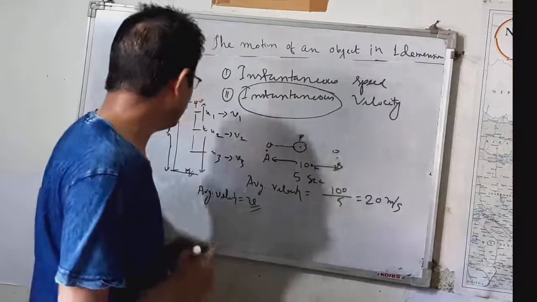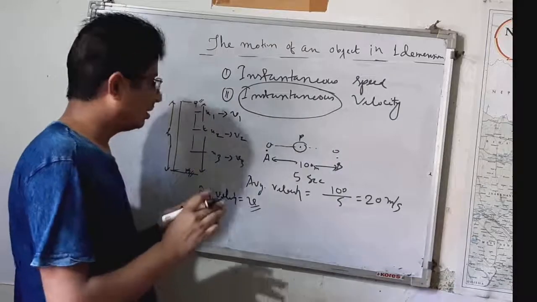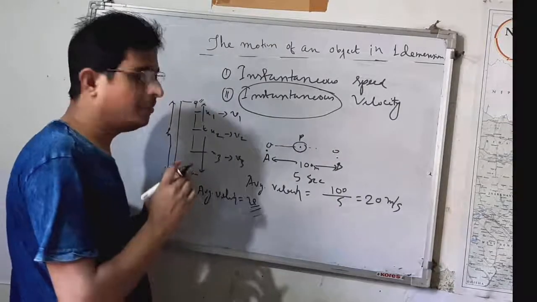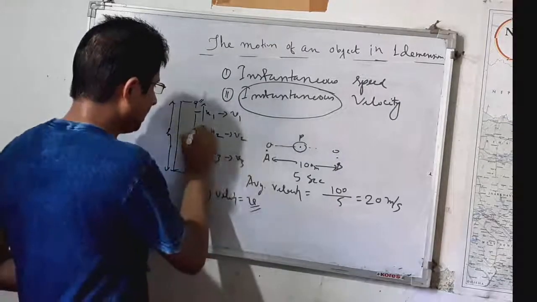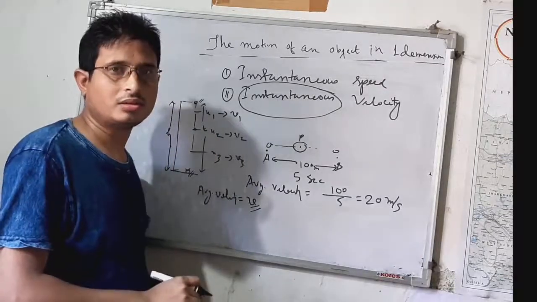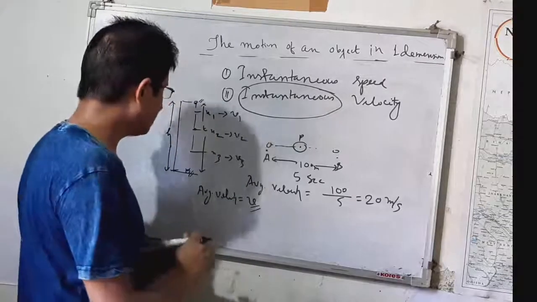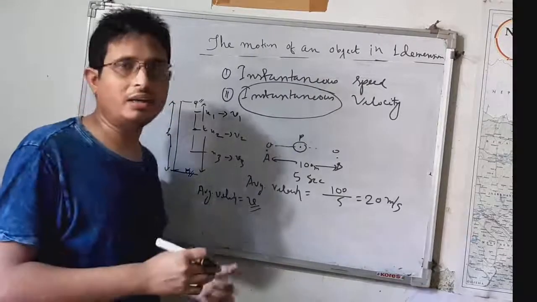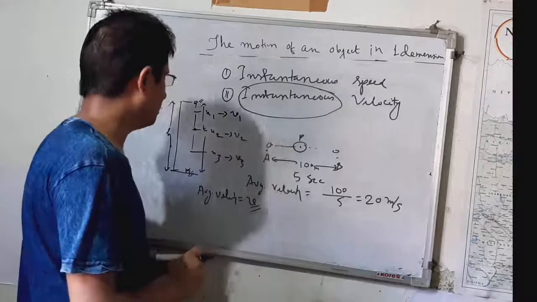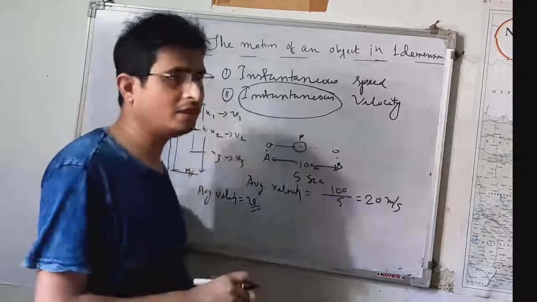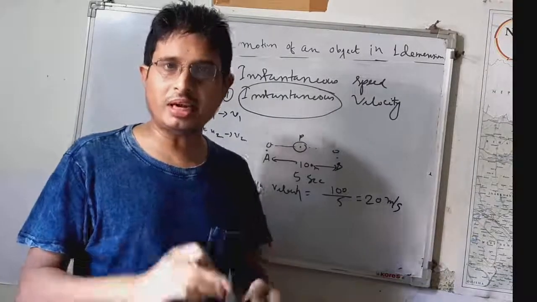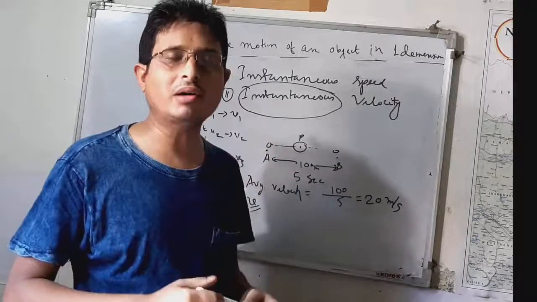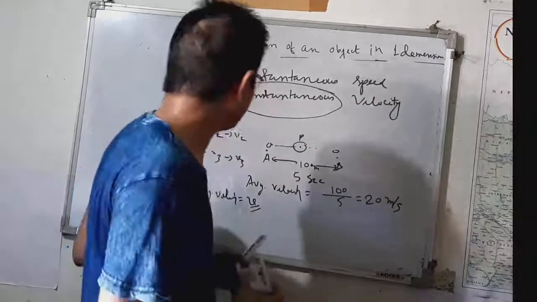Newton's question was how we can measure the velocity, suppose, at this point. So for this he developed the idea of instantaneous velocity. Instantaneous velocity means the velocity of that object at that particular instant. So how can we measure it?